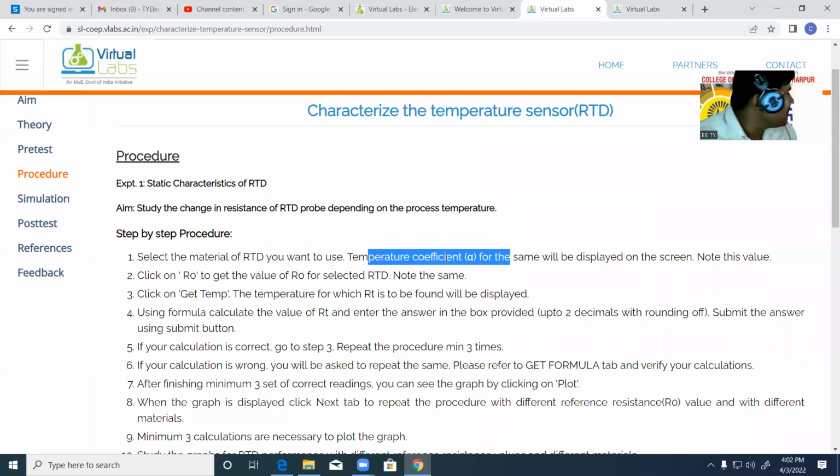Temperature coefficient. Sagar, what are you doing? Why are you speaking? Do I have to call you to do the calculation?